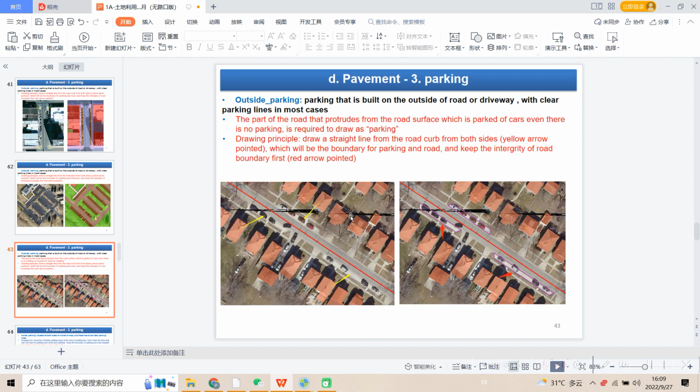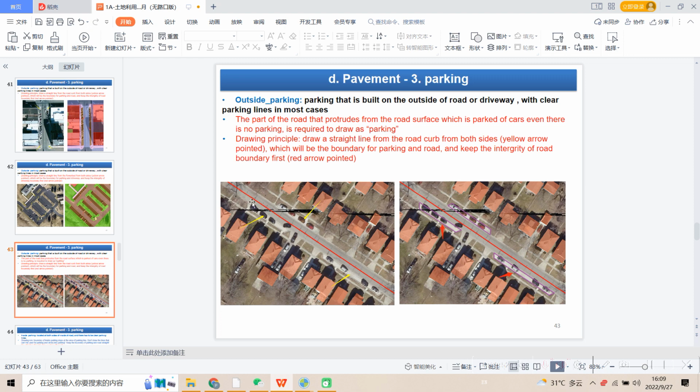And then there is this example. This outside parking is produced from the road surface, which is parked with cars. Even if there's no parking lanes, we still need to draw it as parking.